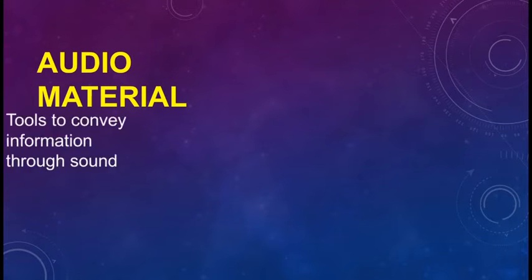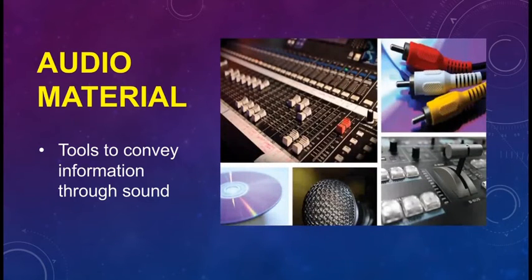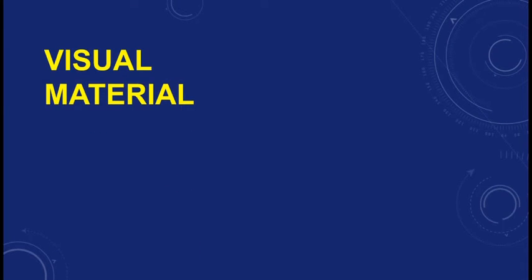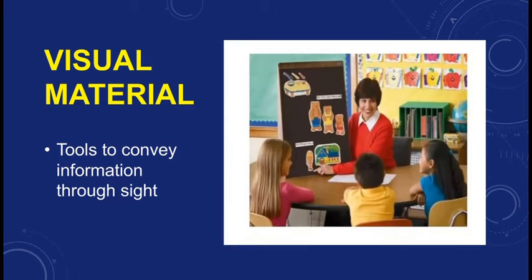Next is audio material. It is a tool to convey information through sound. Audio material is very useful in developing the listening skills of students. It supports distance learning. Next is visual material. Tools to convey information through sight are designed to convey a message or information effectively by considering criteria in doing visual media. It is very important because it caters to visual learners.